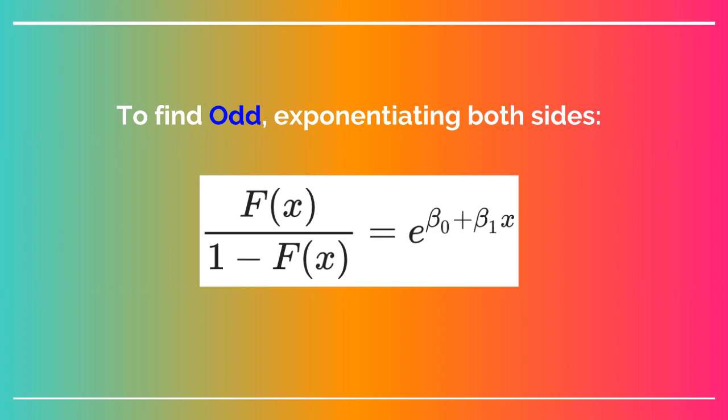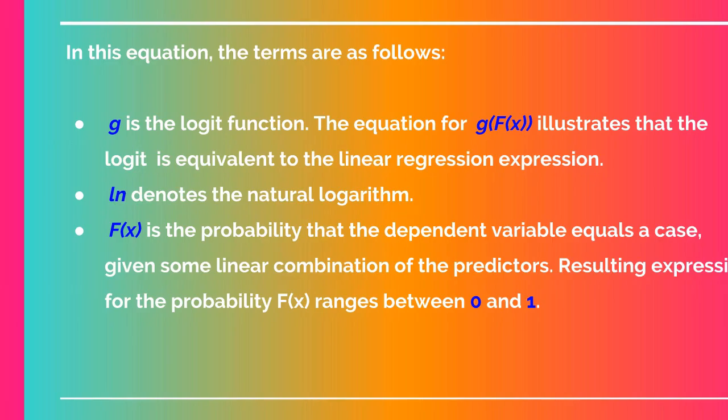To find the odds, this function f(x) divided by 1 minus f(x) is the odds function. Exponentiating both sides, as you can see, f(x) divided by 1 minus f(x) is equal to e to the power of beta 0 plus beta 1 multiplied by x.